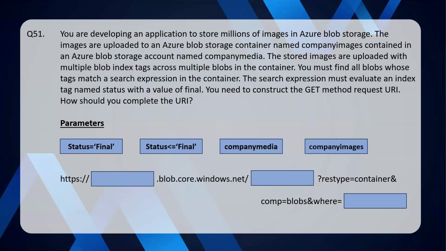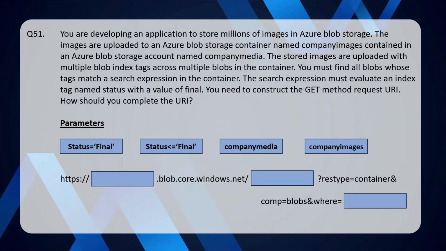You are developing an application to store millions of images in Azure Blob Storage. The images are uploaded to an Azure Blob Storage container named Company Images contained in an Azure Blob Storage account named Company Media. The stored images are uploaded with multiple blob index tags across multiple blobs in the container. You must find all blobs whose tags match a search expression in the container. The search expression must evaluate an index tag named status with a value of final.